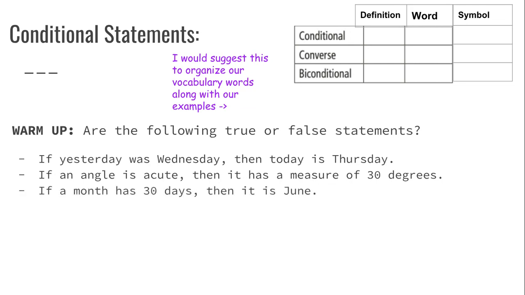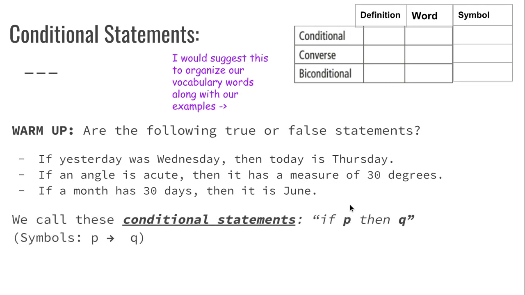If a month has 30 days, then it is June. Is this true or is this false? This is a false statement because it is not always going to be June. If I have a month of 30 days, it is not always June. There are multiple months other than June. We call these conditional statements, meaning if P, then Q. The symbols that we use for it are P, then Q.